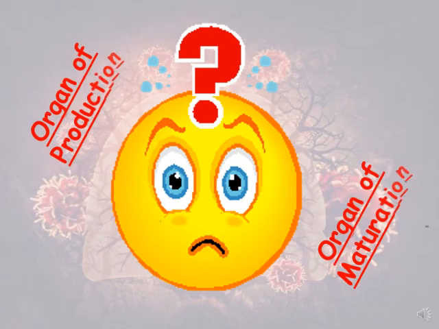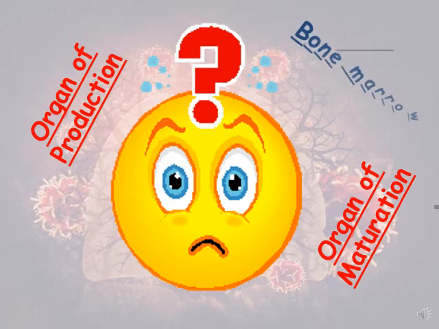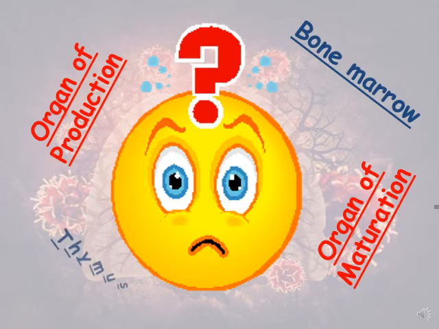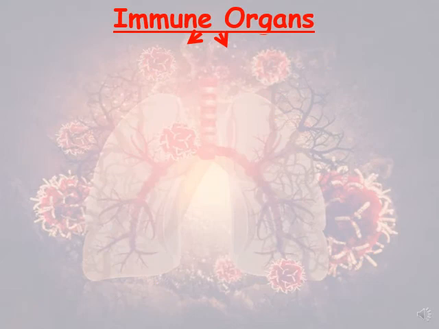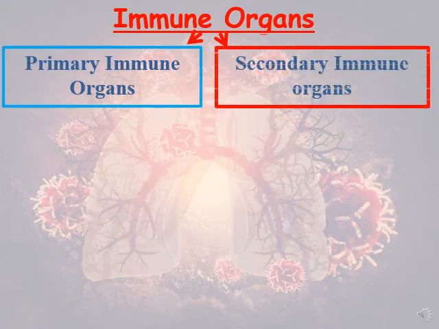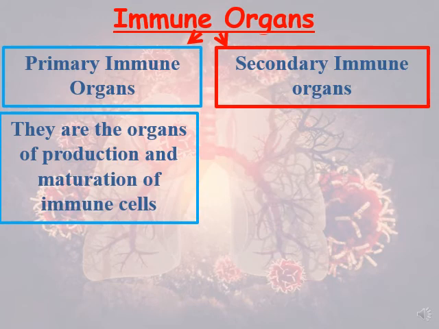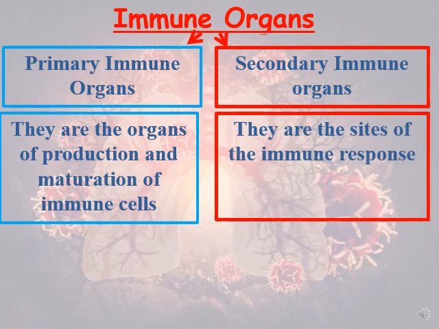Now you have a question. What are the organs of production and what are the organs of maturation of the immune cells? B lymphocytes, T lymphocytes, where are they produced? Where do they mature? This is the big question. What is the bone marrow and what is the thymus? We have primary immune organs and secondary immune organs. The primary ones are the organs of production and maturation of the immune cells. The secondary immune organs are the sites of the immune response. They are the place where the immune response will occur.